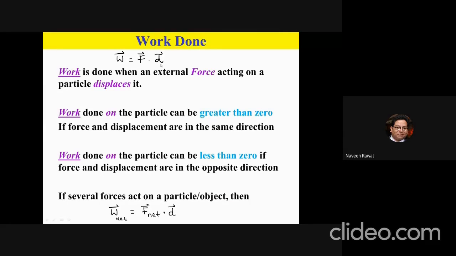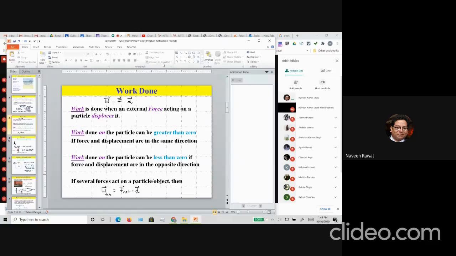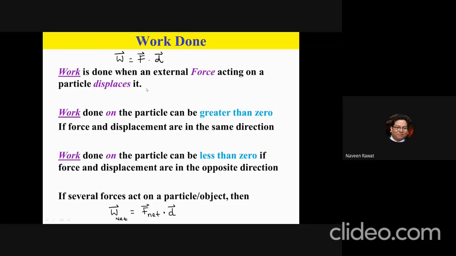Okay, if there is no displacement, then the work done will be zero, right? Because the force times the displacement will be zero. Okay, you might have encountered the example, if I stand and start pushing on a wall and I am applying a lot of force in pushing a heavy wall and the wall is not moving, then the displacement is zero. Okay, and in that circumstance I might get tired.